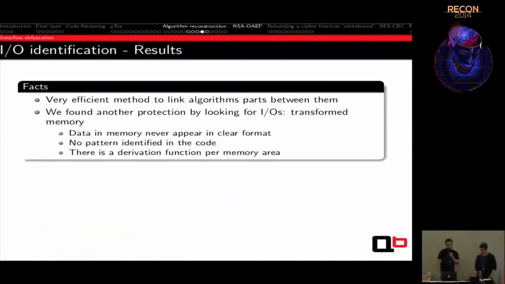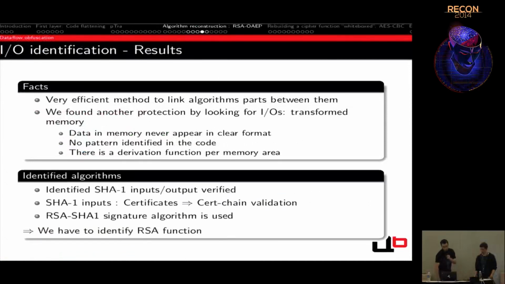So the algorithm was identified. We managed to check, thanks to this method, that the SHA-1 inputs and outputs are the good ones. So SHA-1 was fully identified, and we added the knowledge to our call graph. What we've seen is that the SHA-1 inputs were certificates, so basically it was a certificate chain validation. And by looking at the certificate, we see that it was an RSA and SHA-1 signature algorithm.